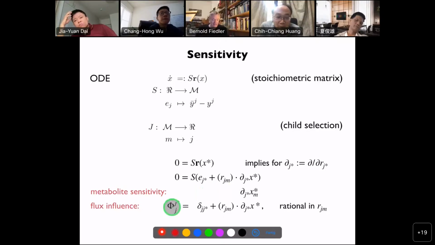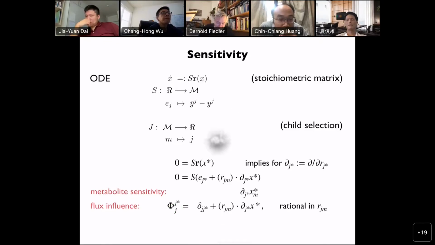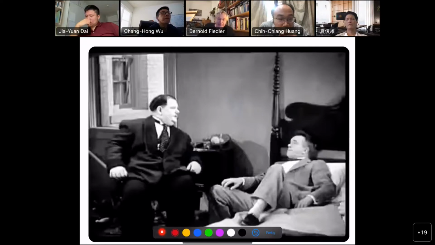And now also I talk about the flux influence, namely I'm saying how much does a change at J star affect the flow rate at a different position in my network, the flow through that arrow? Okay? This is what I call flux influence. And let me illustrate this with a little movie.